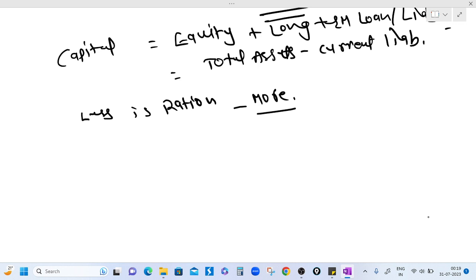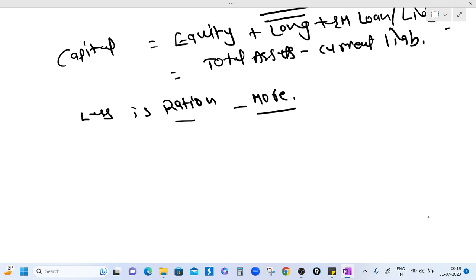So hope you understand that this ratio is used by the lender or investor. Whenever they try to make a new investment, they first calculate this ratio, and from it they come to know whether their fund will be secure or not.